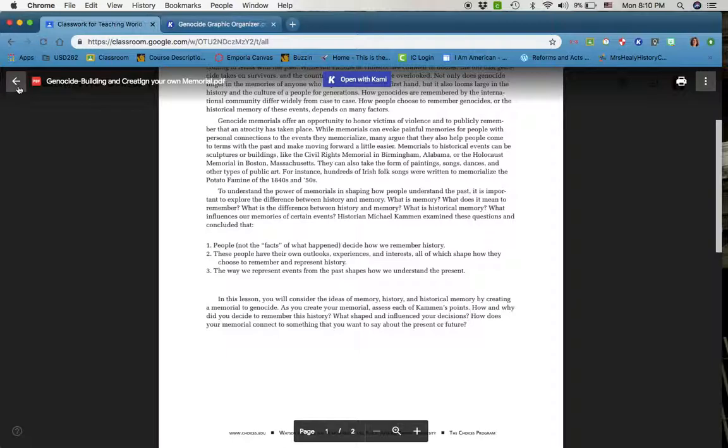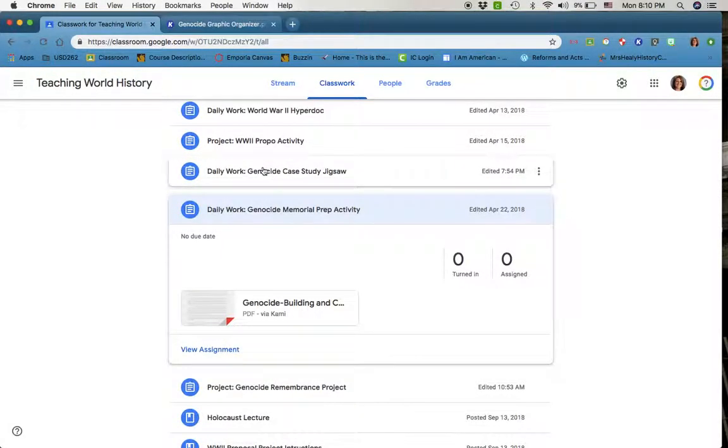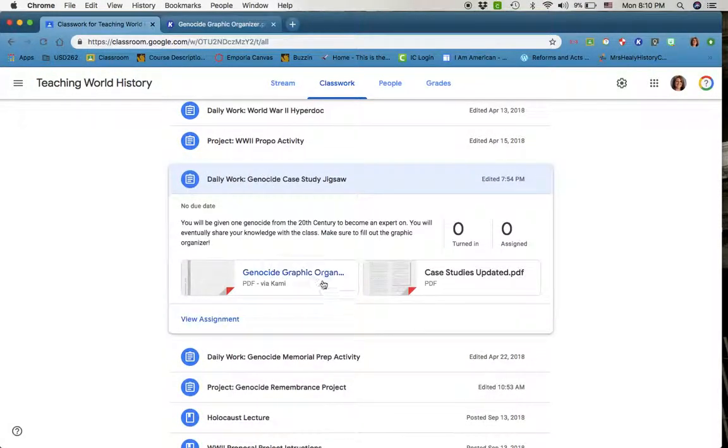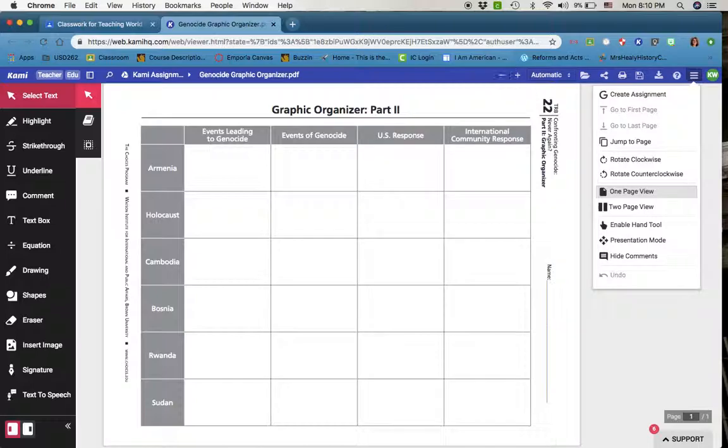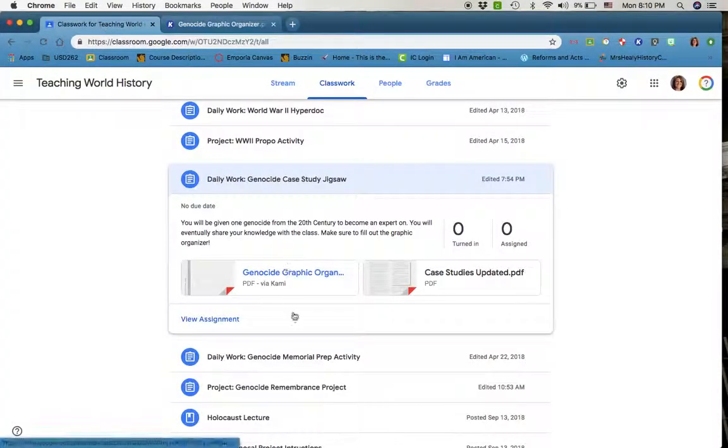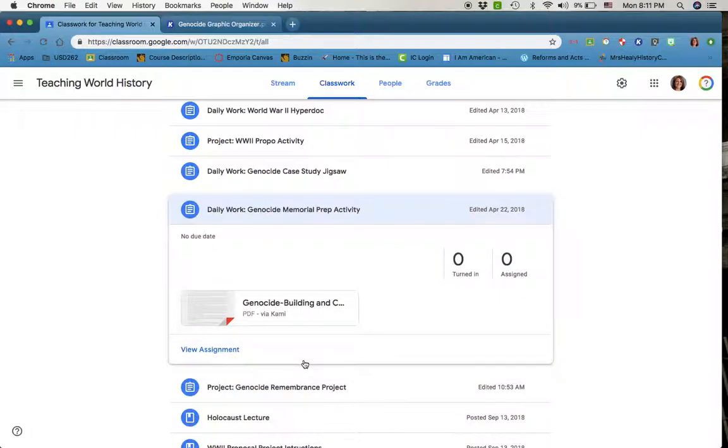So you should have enough to do for the entire hour. Remember, you are doing the case study Jigsaw first, filling out this graphic organizer here. Remember, once again, that's the 3 dots up here. Rotate clockwise gets that in the right position. And then you have your memorial prep activity to look at after. So that's what you guys are working on today.